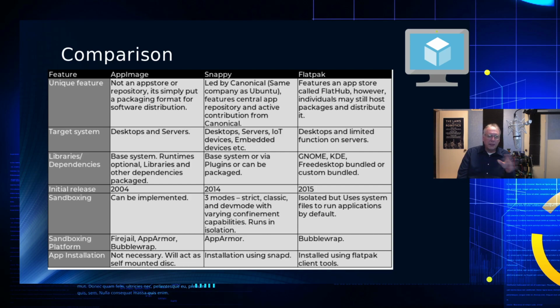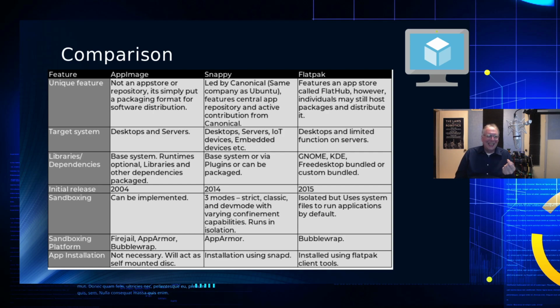The initial releases, we talked about that. Sandboxing can be implemented in AppImage, but it's not required. Snappy has three modes, so we'll talk about those: Strict, Classic, and Dev mode. There are various confinement capabilities, and it runs in isolation, quote unquote. The Flatpaks are isolated but use the system files to run applications by default.